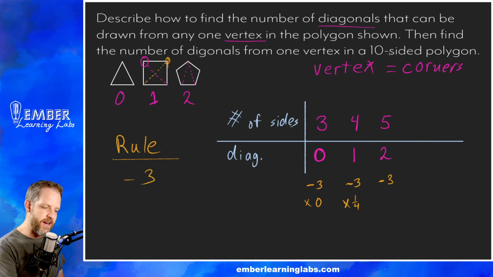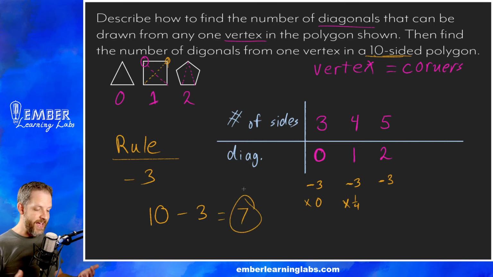So to find how many diagonals we can do in a 10-sided polygon, we're going to do 10 minus 3. So 10 minus 3 is 7. So the answer to this example number 2 is 7.